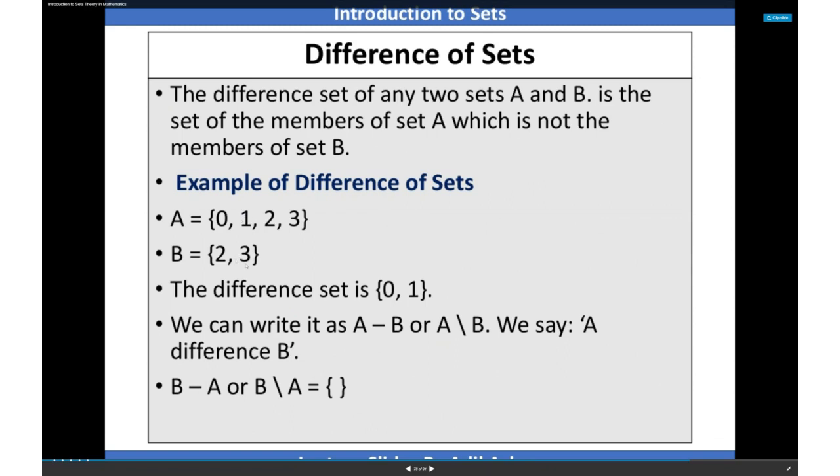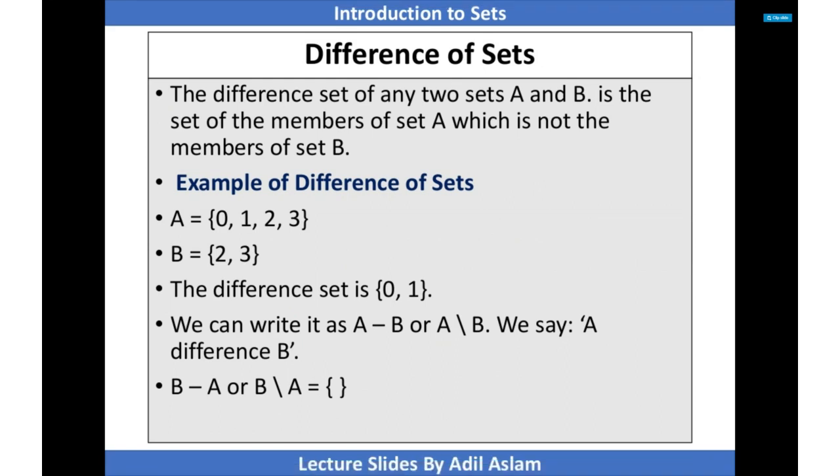If it was the reverse, B minus A, that set representing the difference will be empty because all that appears in B are found in A. So B minus A is an empty set, but A minus B is 0, 1. So get to know that special difference.